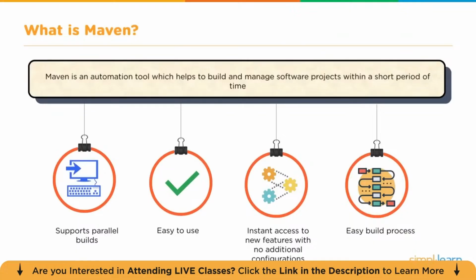So 4 key areas that you want to focus on and why Maven can help you is that it does allow for efficient parallel builds to be run concurrently. It's really easy to use. You can get up and started with Maven very quickly. You do have fast access to new features and new configurations quickly within your environment, and the build process that will allow you to visualize your code happens very quickly.